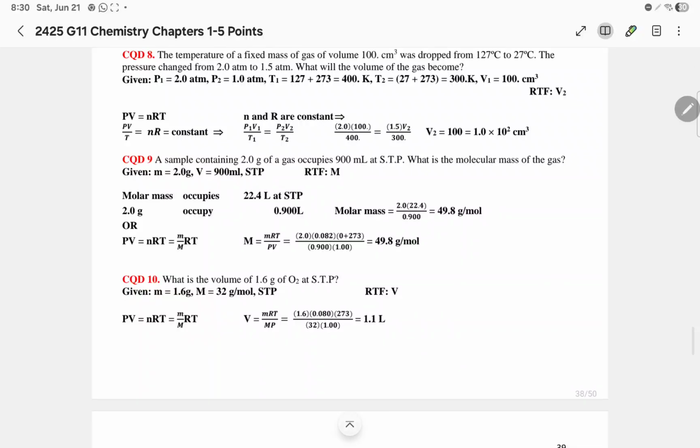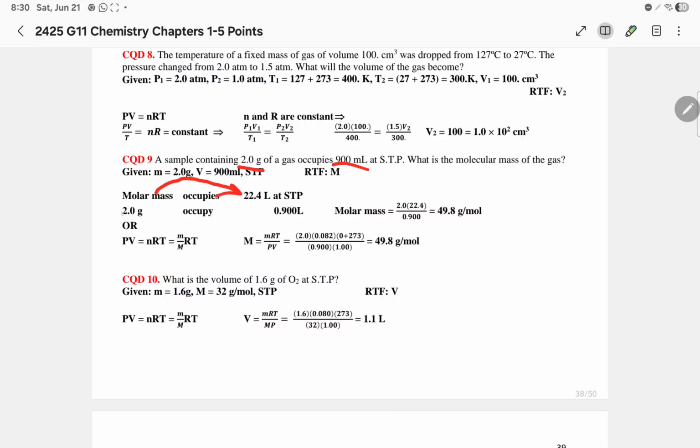So you have a sample that has 2 grams of a gas, occupies 900 milliliters at STP, standard temperature and pressure. What is the molecular mass of the gas? Now we have a formula that I don't think they used here. Our molar mass occupies 22.4 liters. Why? Because STP is 22.4 for each mole.